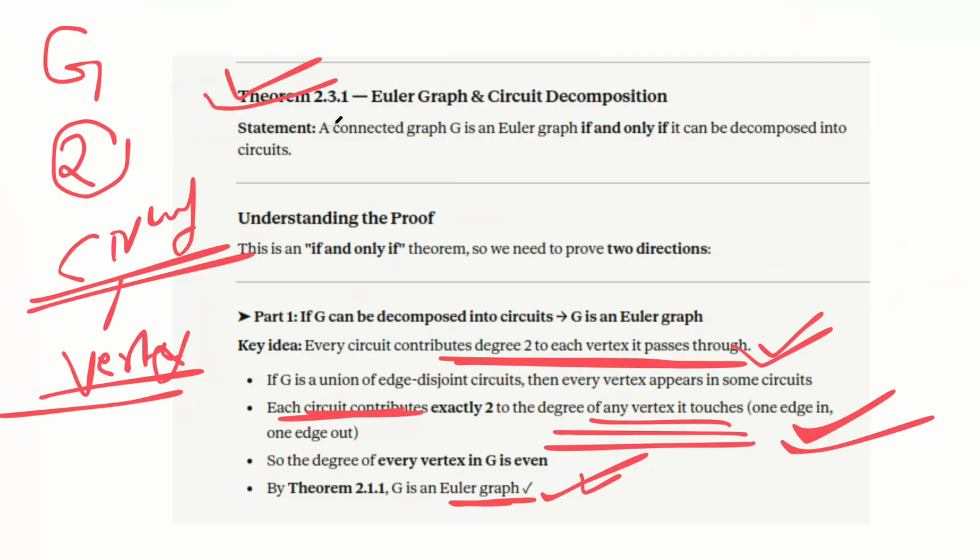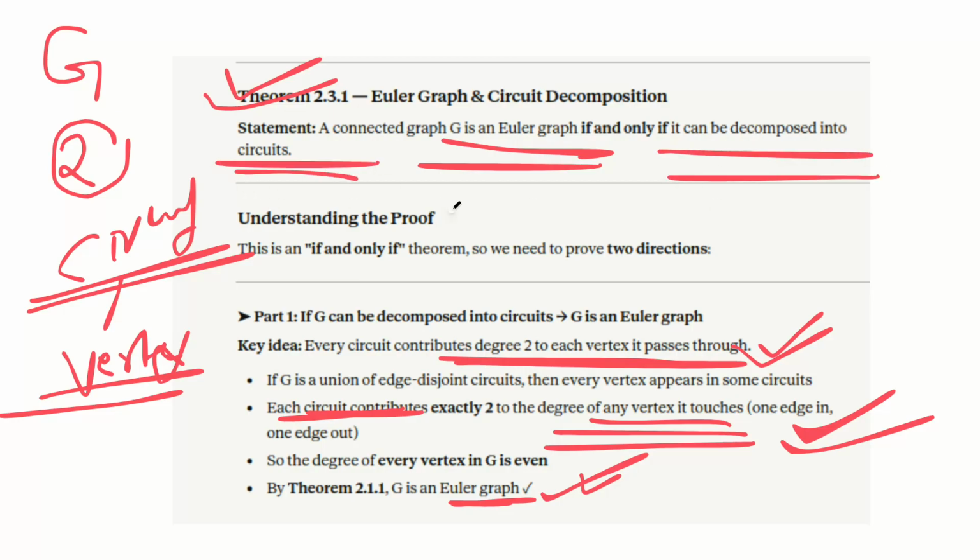In order to do this, we are going to divide the proof. I want to prove that in a connected graph G, the graph is Euler if and only if it can be decomposed into circuits. First, if it can be decomposed into circuits, that means every circuit contributes exactly 2 to the degree of each vertex it passes through.